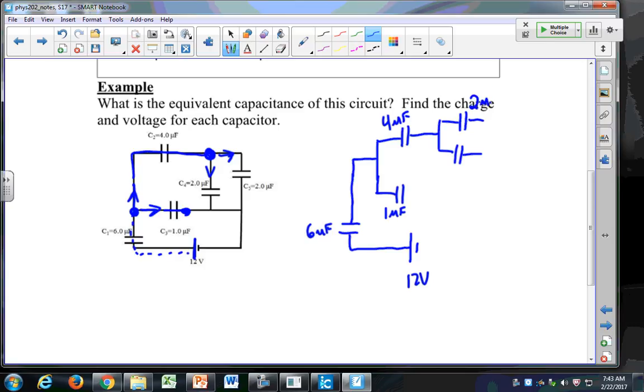This one is 2 microfarads and 2 microfarads. And once I come through those, this junction comes back together. I'm going to go ahead and close off this, and there are no other elements there. And then everything goes back to the battery.